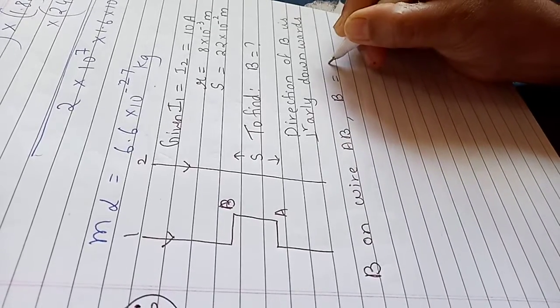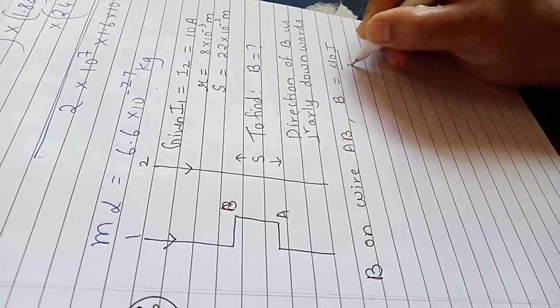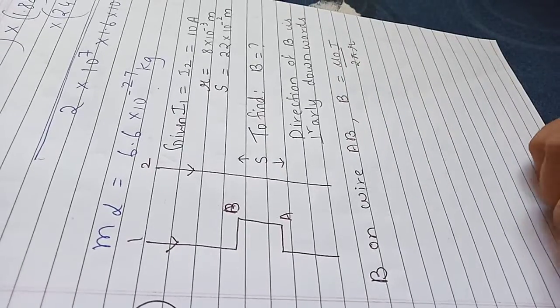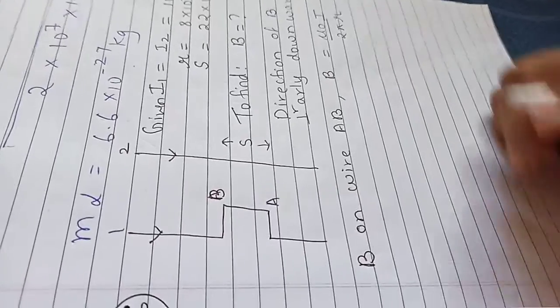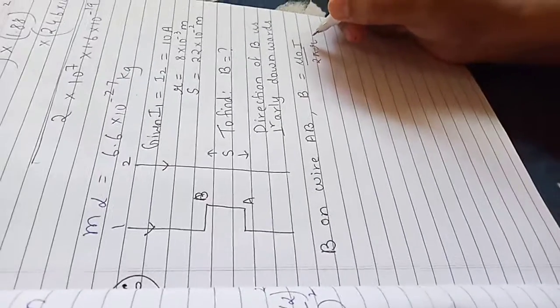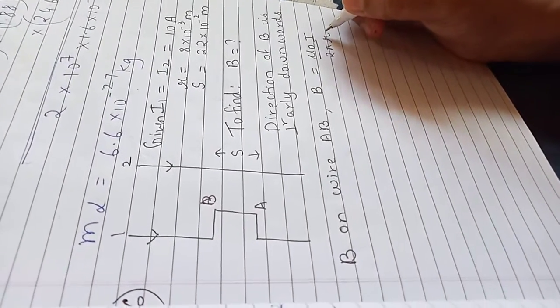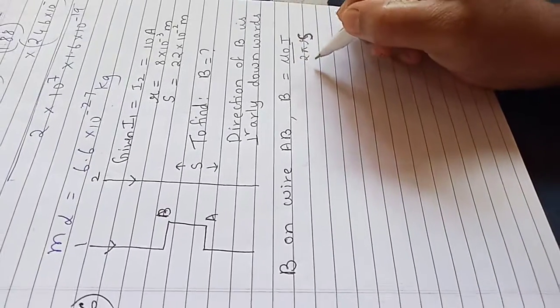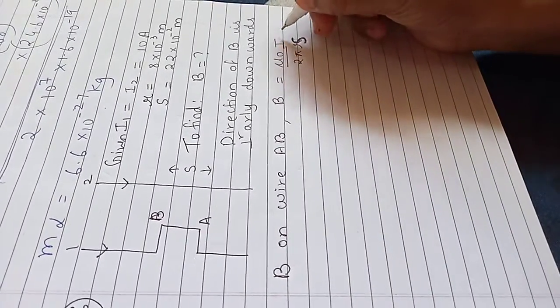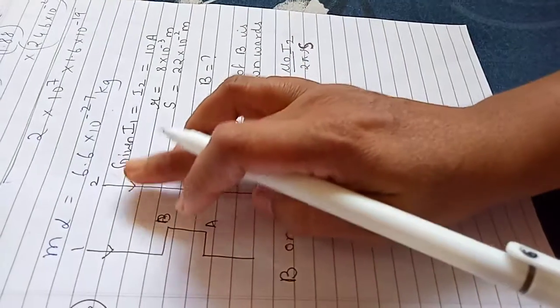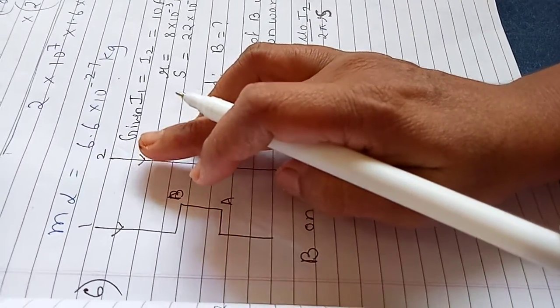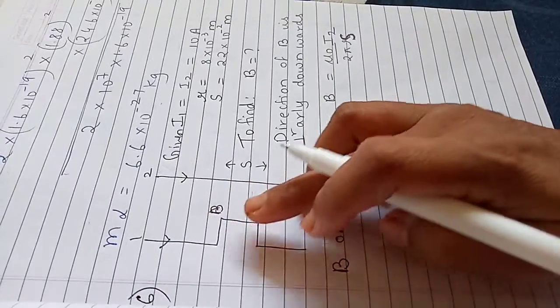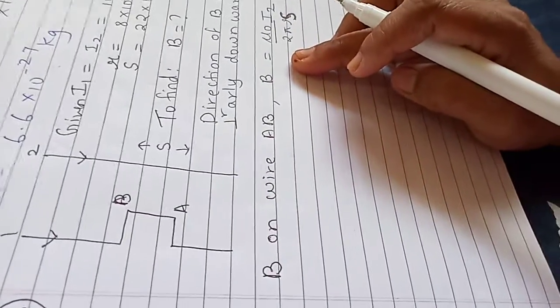B is equal to mu naught I divided by 2 pi r. Okay, what is it? It is mu naught I divided by 2 pi S, magnetic field. Here I can't show it, you'll get confused otherwise. B is equal to mu naught I, magnetic field due to a straight conductor carrying current. Here I is I2, magnetic field due to the current in the wire 2 on wire AB. What is this expression? Magnetic field due to a straight conductor carrying current, and that is mu naught I divided by 2 pi S.